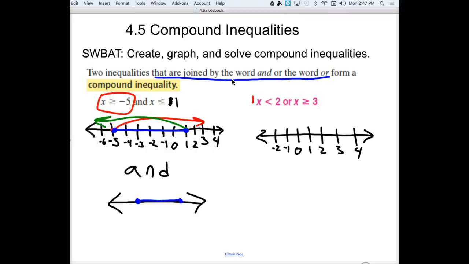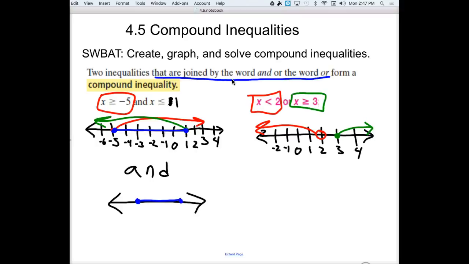Now the or is kind of the exact opposite. So instead of the intersection or where both inequalities are satisfied, either of them are going to work, or either of them will make the statement true. So we have x is less than 2, we'll have an open circle at 2, and go to the left. Or x is greater than or equal to 3, we have a solid dot at 3, and then going to the right.